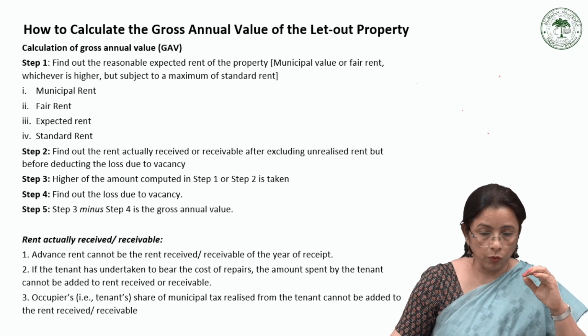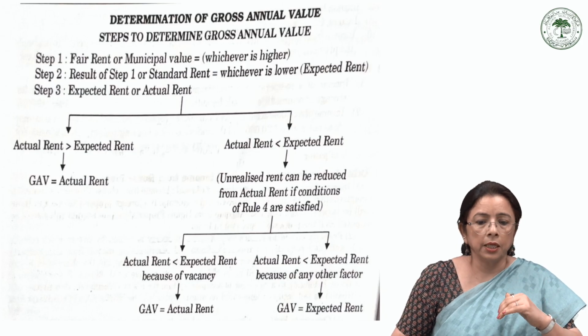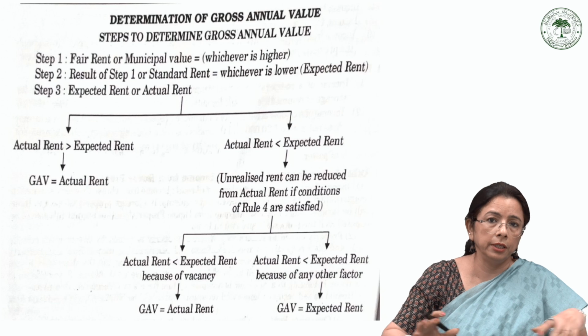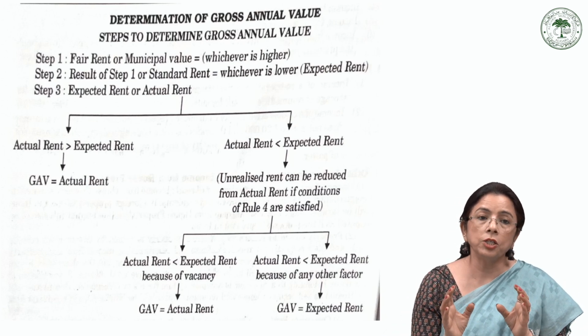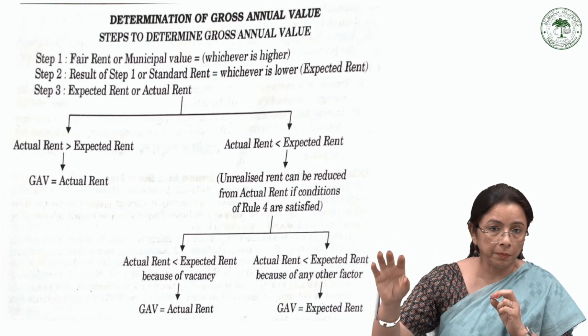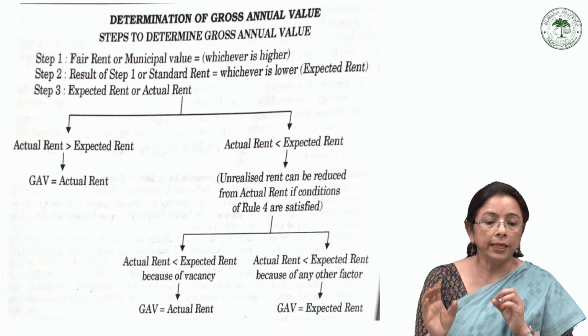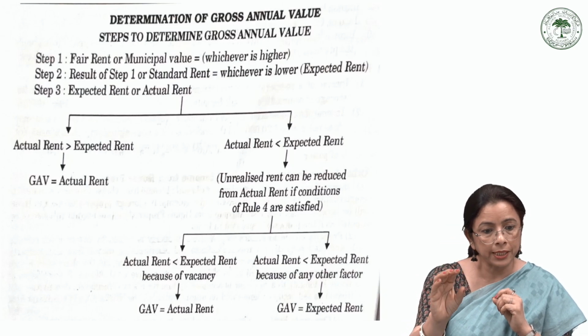So let me just summarize this on this chart. With the help of this chart, whatever we discussed just now, I'll summarize it here. It is the fair rent or the municipal value, whichever is higher, first picked up and kept aside. After that, we will compare it to whatever figure is picked up from step 1.